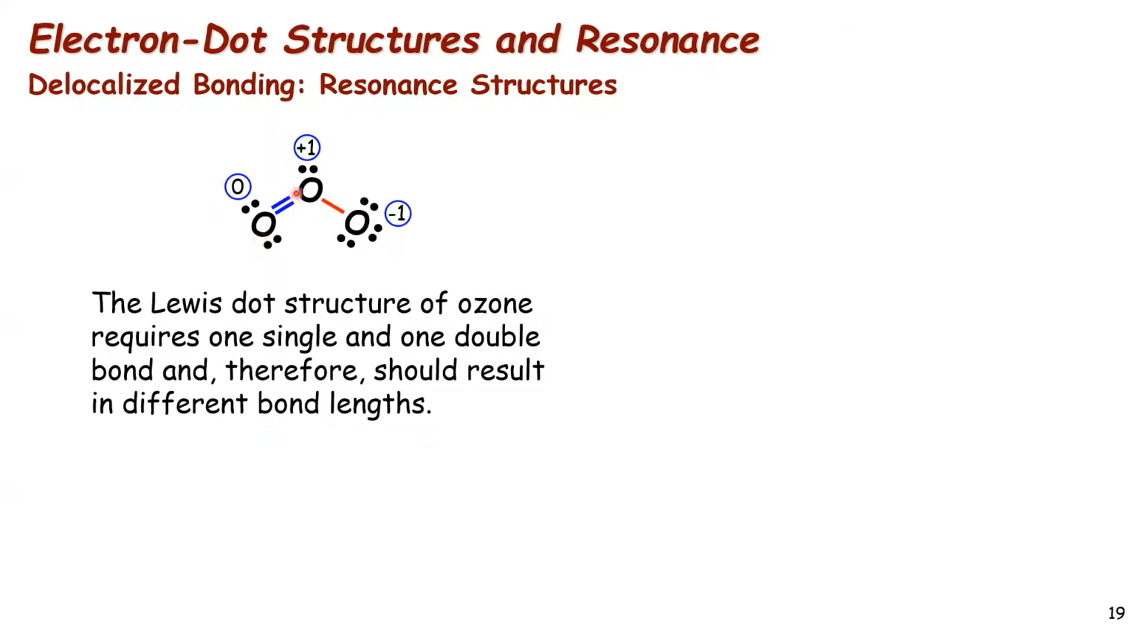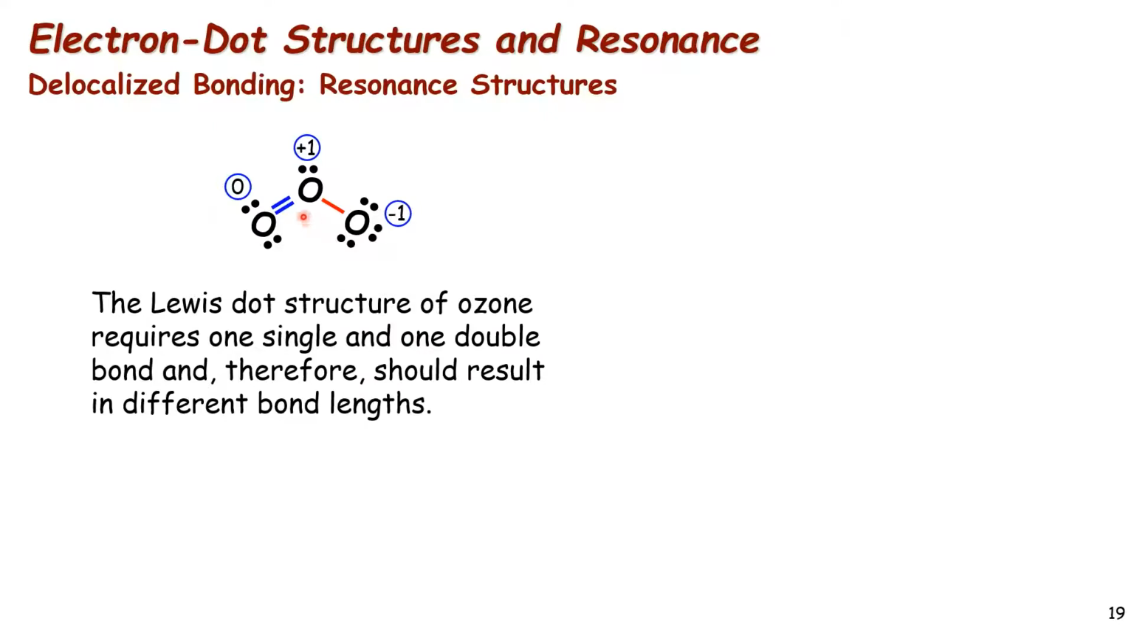And we can see that this thing is bent. And you'll notice that there's a plus here and a minus here. Well, that's a dipole. And in fact, ozone has a dipole moment of about 0.6 debye. So it's a pretty polar molecule, even though it has non-polar bonds. It has to do with these formal charges.